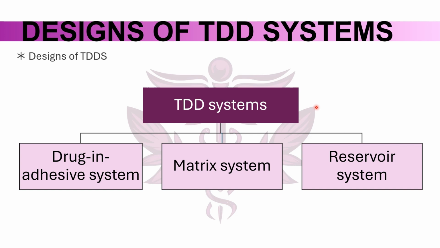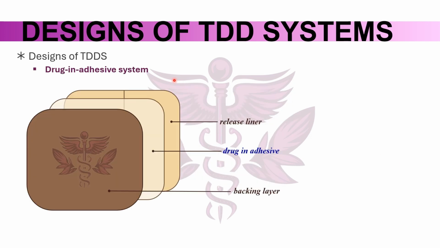Now that we've finished talking about the 5 basic components, we're going to talk about the design of transdermal drug delivery systems. When we're designing patches, we can add or remove certain components and tailor it to our needs depending on which drug we incorporate into the patch and what we want its duration of action to be. There are many types of transdermal drug delivery systems, the 3 most common being the drug-in-adhesive system, the matrix system, and the reservoir system. Let's talk about the first one, drug-in-adhesive system.